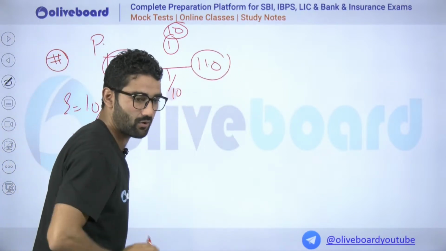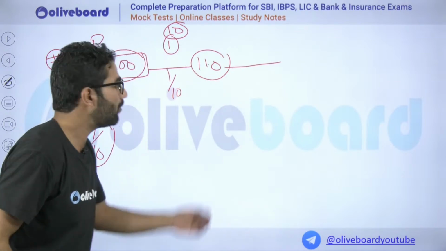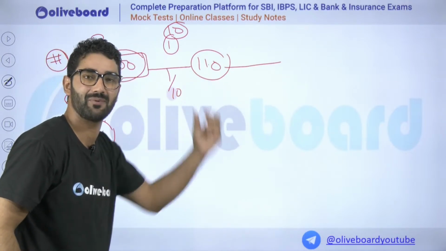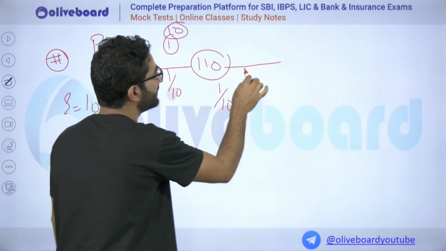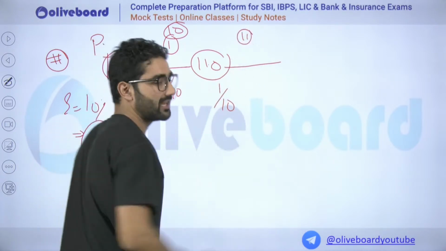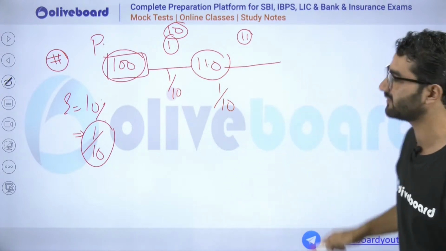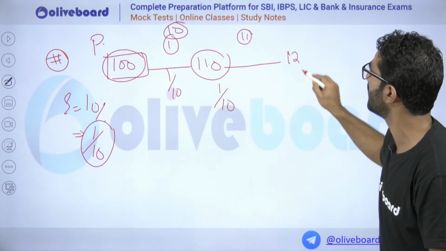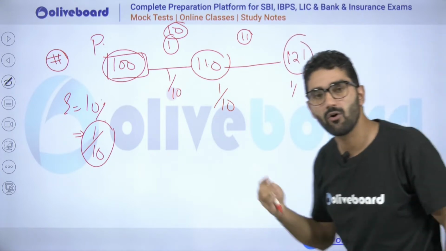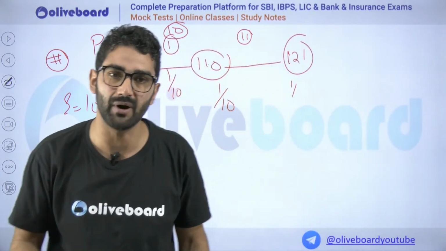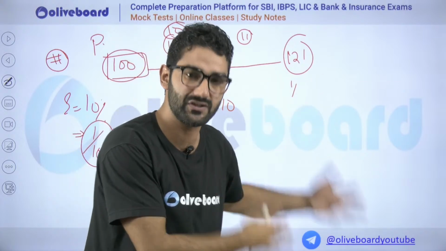Now the first year goes. Now come to the second year. We have to take the 10% interest on this. 1 upon 10 of 110 will be 11. It will become 121. So whether I go for simple interest or compound interest, it will be quite simple for you. Just follow the way.